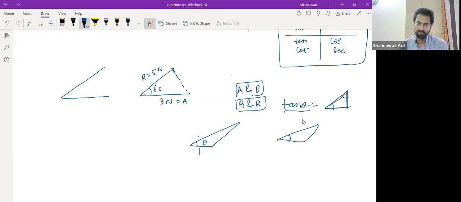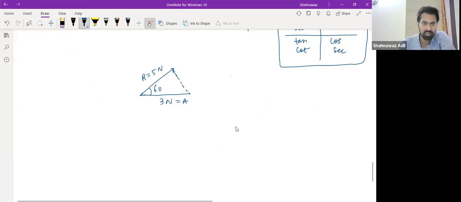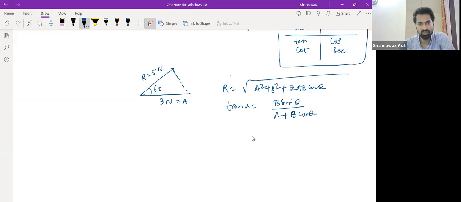Right, okay, sir. So what do we know about this? We cannot solve this question using any of the laws or formulas that we know. We cannot solve this using this or this, right?